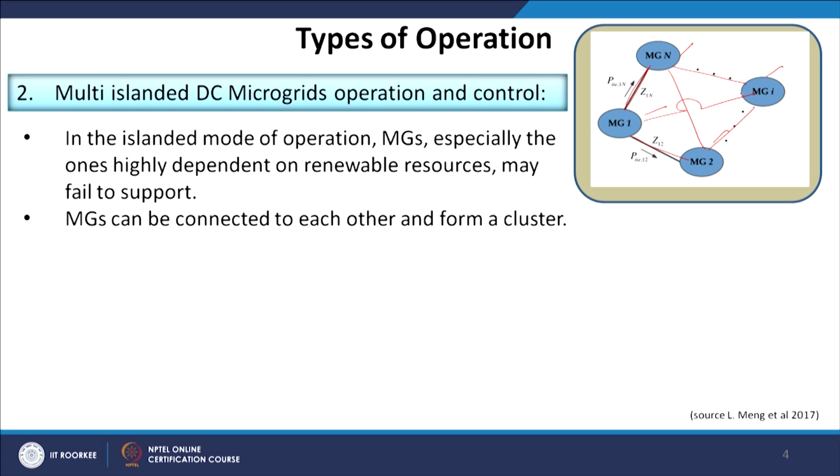Microgrids can be connected to each other and form a cluster. We may have 10 residential buildings, and each residential building may be a microgrid to me, and all of them work through a community.